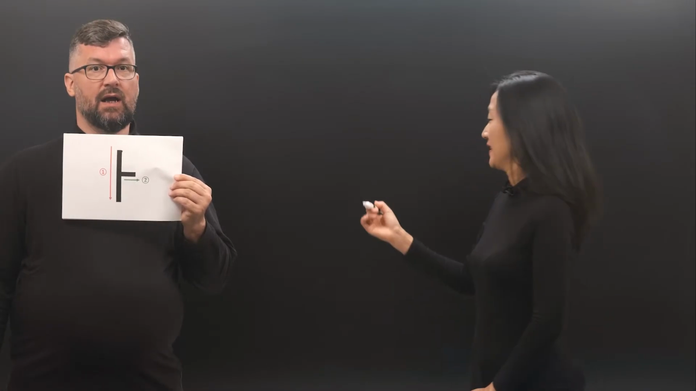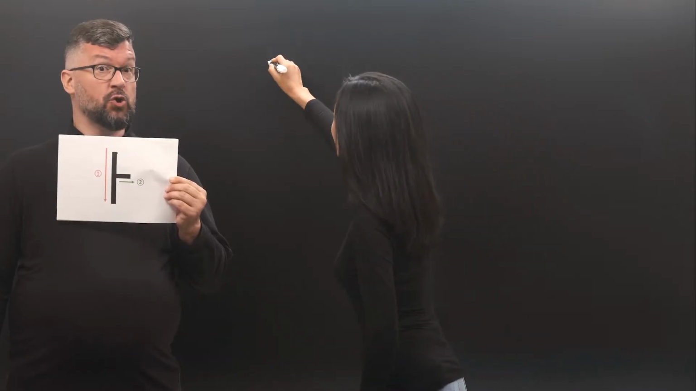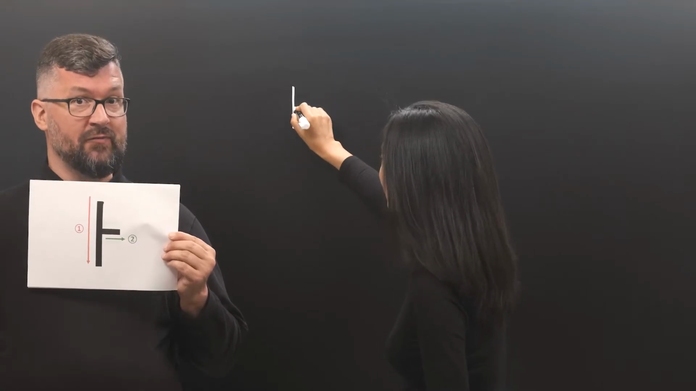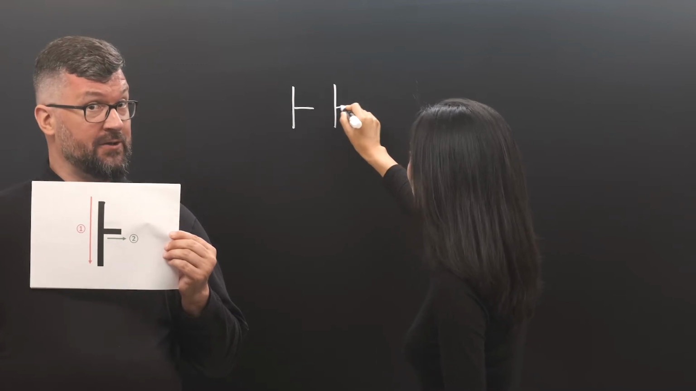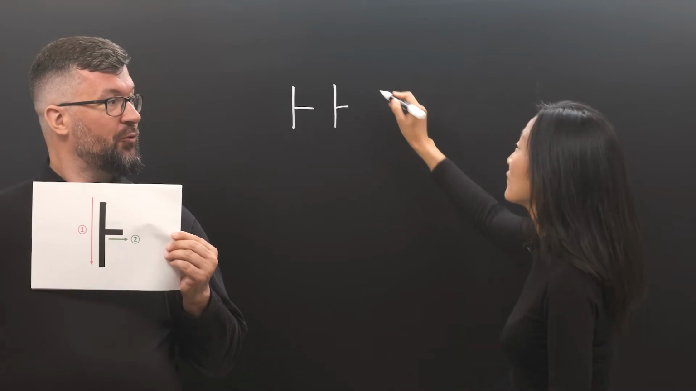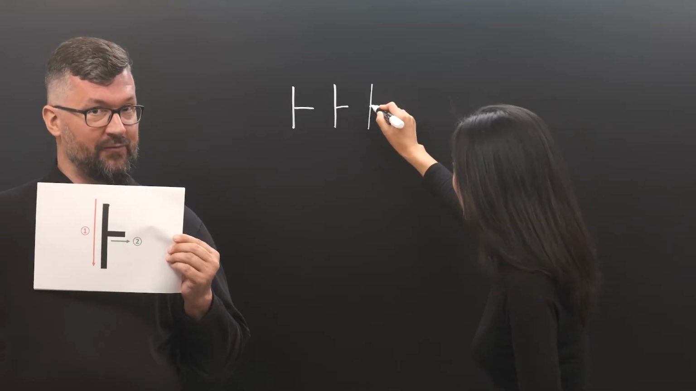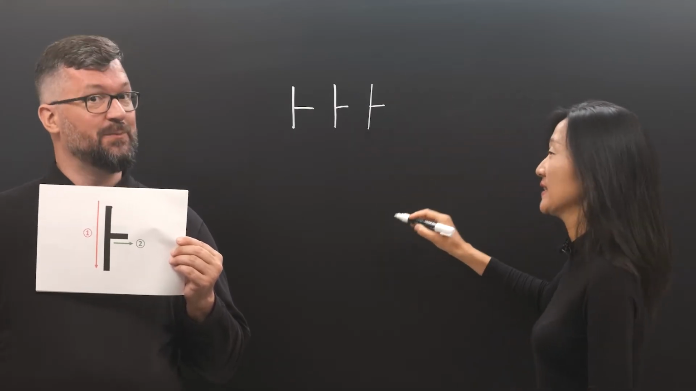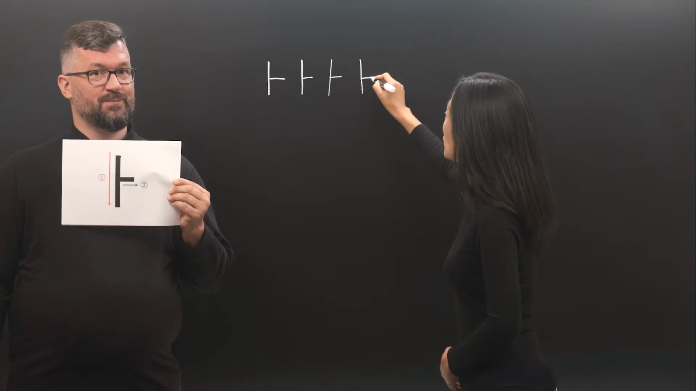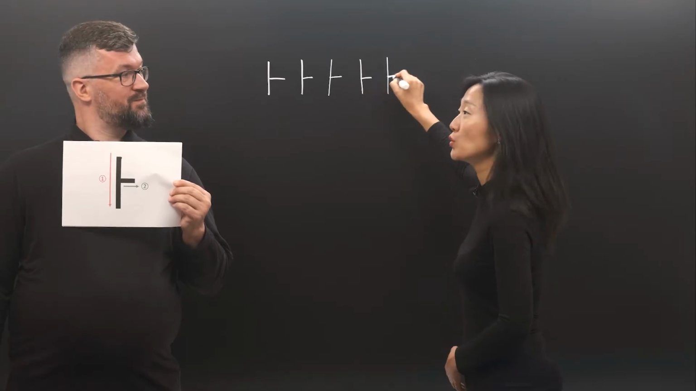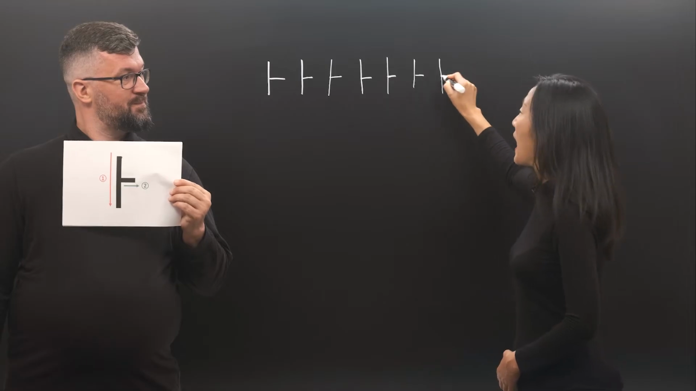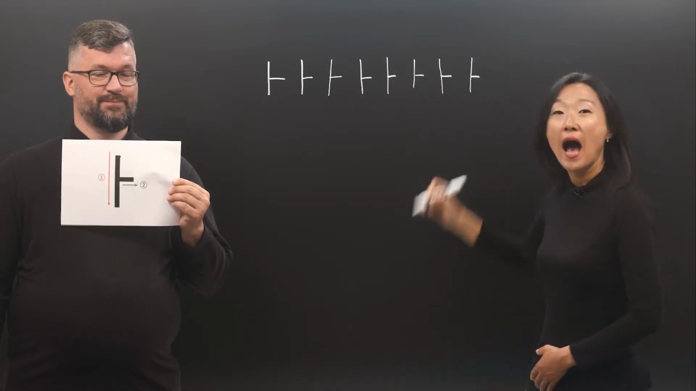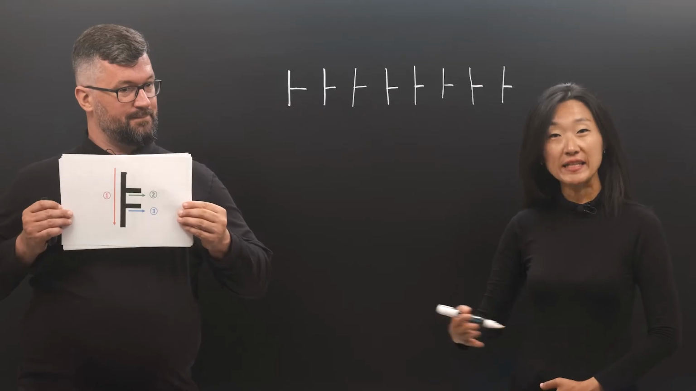When we write, we write from top to bottom, from left to right. The order of the strokes is very important. From top to bottom, from left to right. So 1, 2. Ah. And the next vowel?